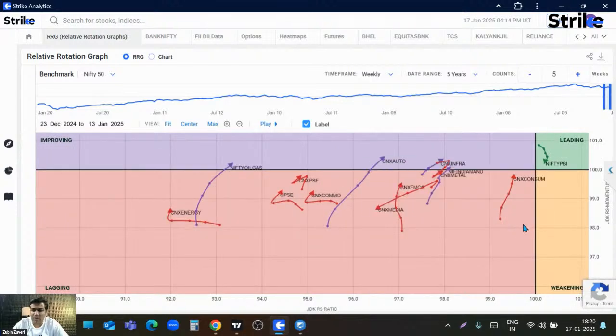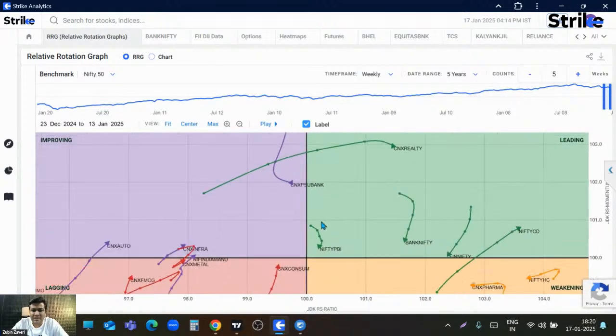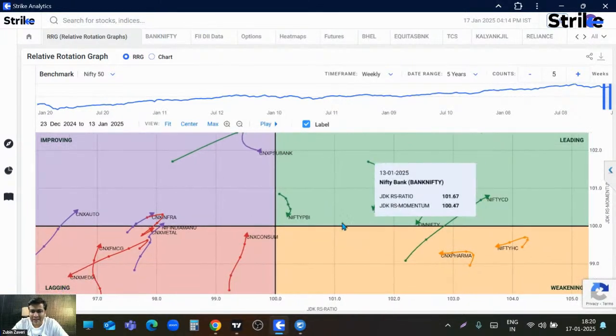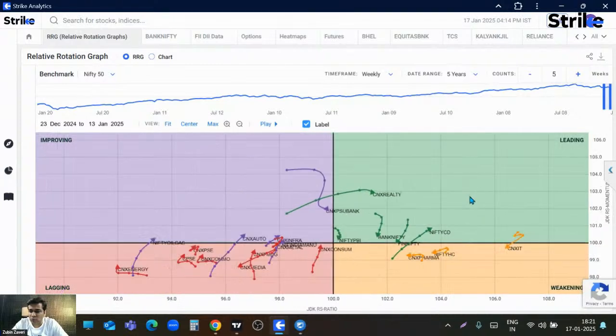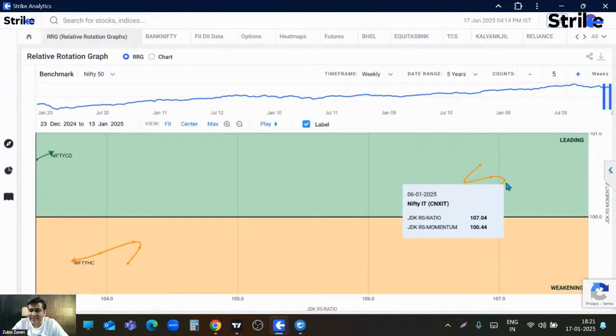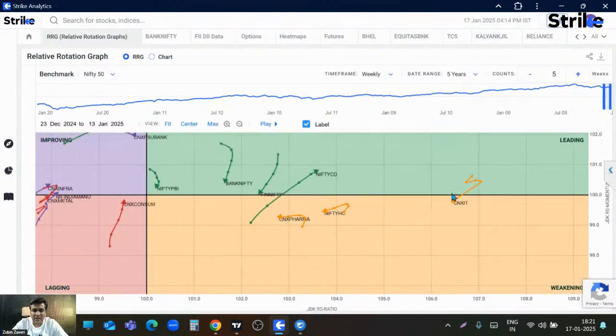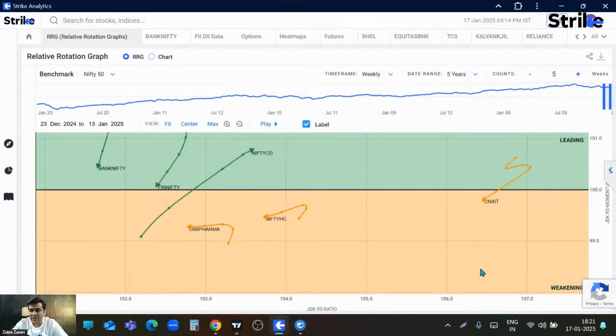Consumer is sloping upwards. You can see that PSU Bank had lost momentum and it's still sluggish. Bank Nifty, Private Bank, and Fin Nifty, see, their momentum has completely lost. So those are the sectors which are pulling Nifty down. All right, and even CNX IT has crossed from leading to weakening. So we'll have to check now whether CNX IT is again turning back or it's heading towards the lagging quadrant. So maybe next week, still not very sure about it.